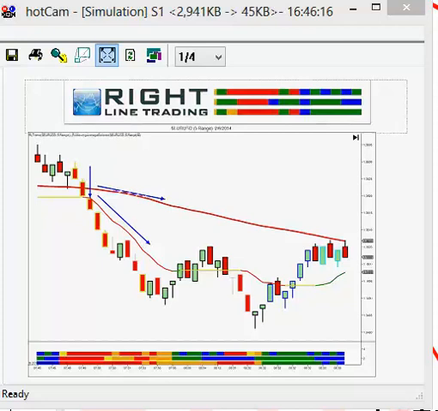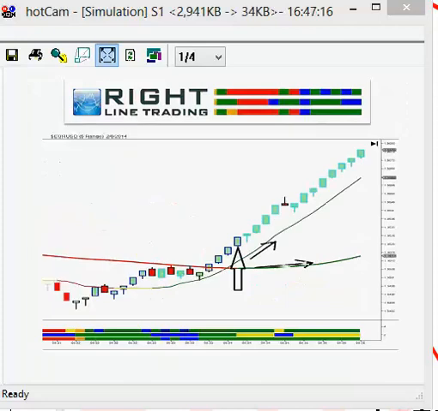So we have our sell stop waiting, the trade hits, and we're down, and we have a trade to the downside. This is just another trade to the upside, same principle.